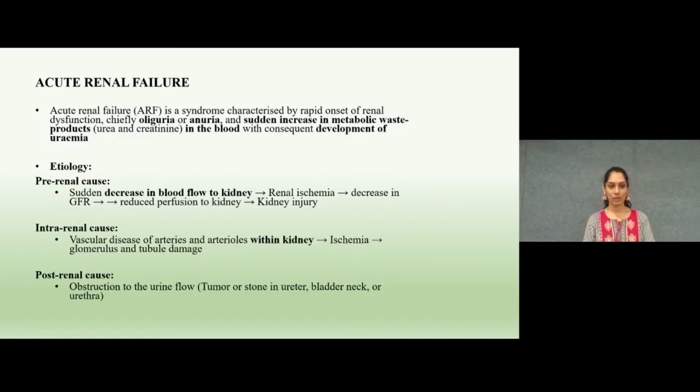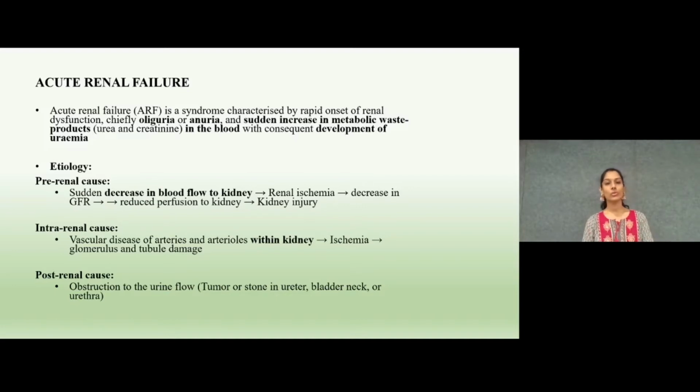So the etiology for acute renal failure is divided into three: pre-renal cause, intra-renal cause and post-renal cause. First, the pre-renal cause. In the pre-renal cause, there is a sudden decrease in blood flow to the kidney, which causes renal ischemia, which causes a decrease in glomerular filtration rate, which reduces perfusion to the kidney and causes kidney injury. Second, the intra-renal cause: vascular disease of arteries or arterioles within the kidney causes ischemia, which leads to glomerular and tubular damage.